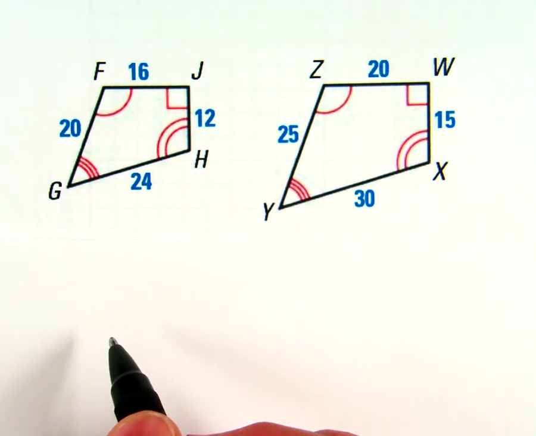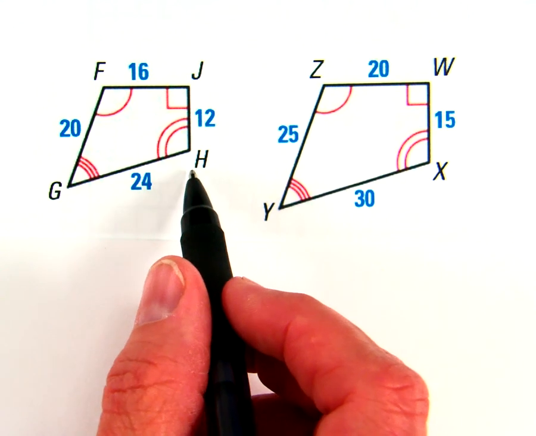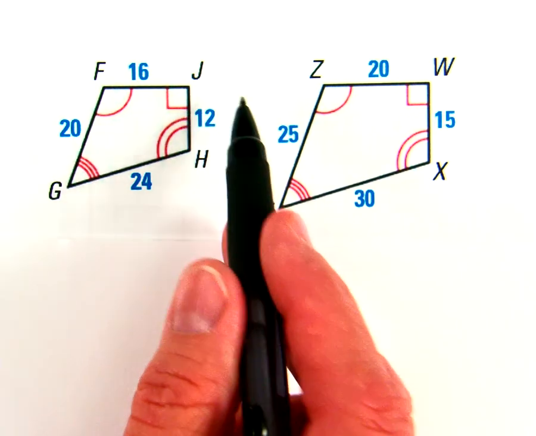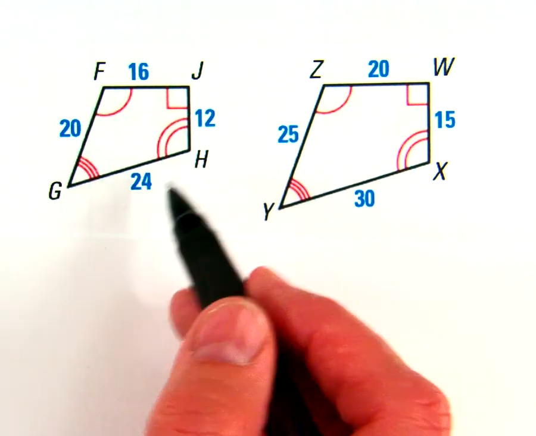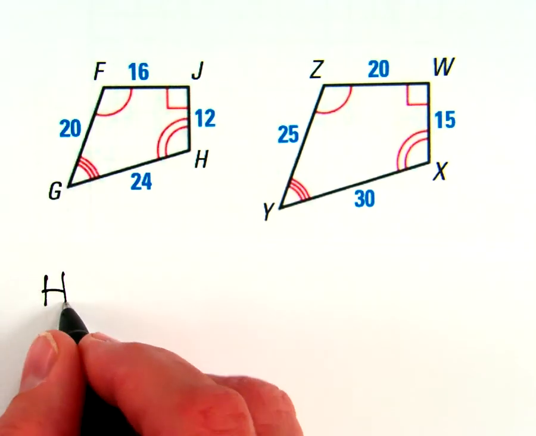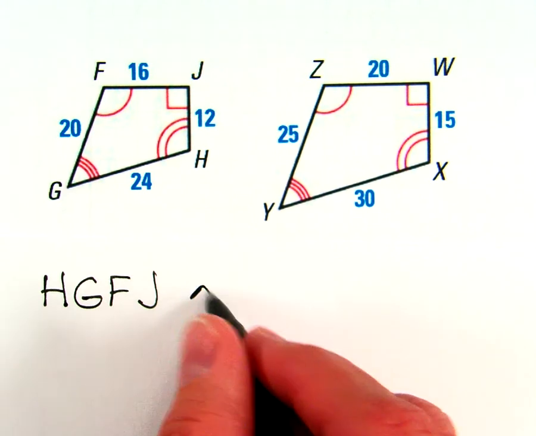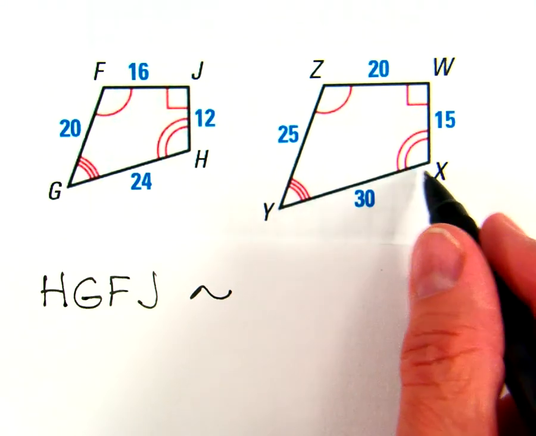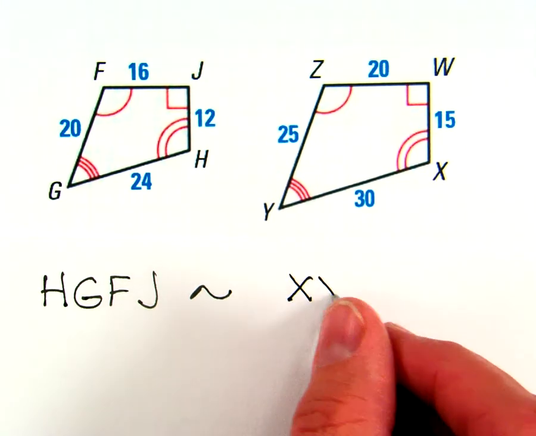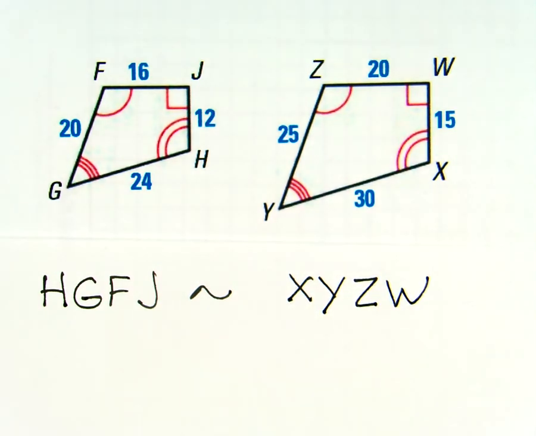I'm going to start at H because my name starts with Hamilton. Hamilton starts with an H. And then you either go clockwise or counterclockwise in order. So this will be quadrilateral HGFJ, and it is similar to, starting at the corresponding one, now the one with 2, XYZW. So again, just like triangles, you have to write them in the same order.